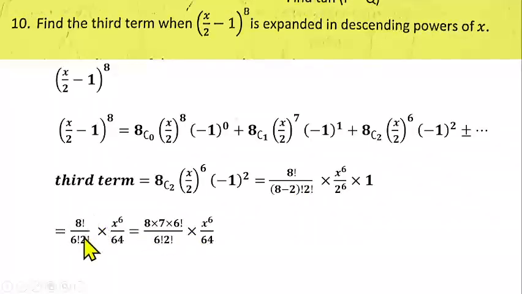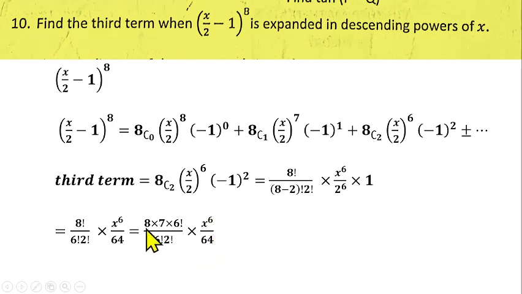That should give us 8 factorial over 8 minus 2, which is 6 factorial, then 2 factorial times x raised to power 6 over 2 raised to power 6, which is 64. Then if you simplify the factorial further, we have 8 times 7 times 6 factorial, so we can take out the 6 factorial. Then multiply by x raised to power 6 over 64.